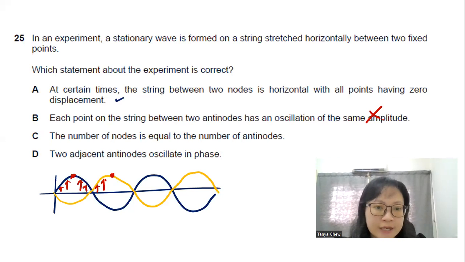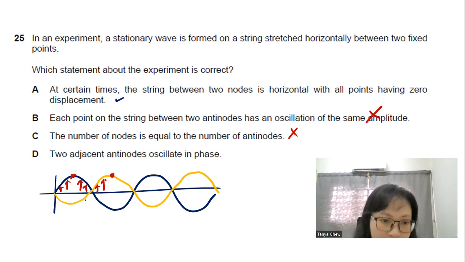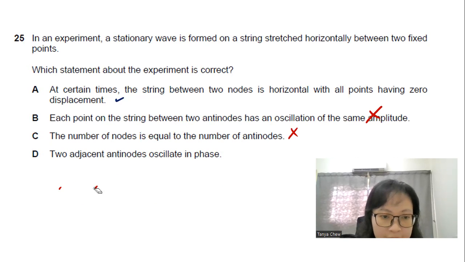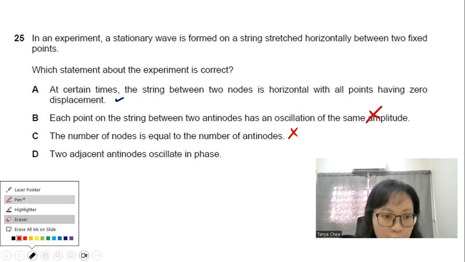This is wrong. See, the number of nodes is equal to the number of antinodes? It depends. It is not always equal. This is incorrect. D, two adjacent antinodes oscillate in phase. Now, how do you know whether they are oscillating in phase or out of phase? Very easy. Easy way to look at it is that I redraw my stationary wave.